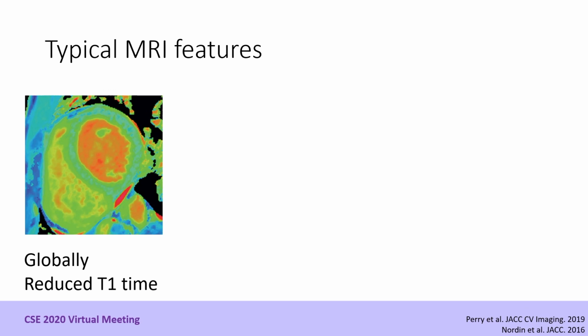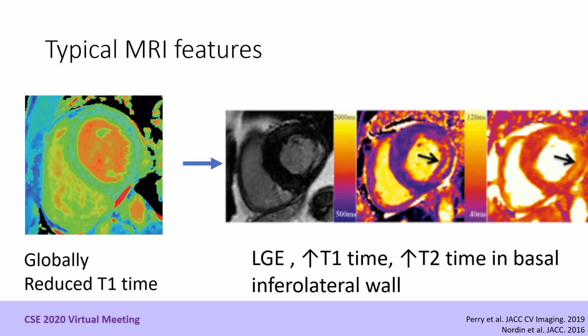Cardiac MRI typically identifies a globally reduced T1 time due to the accumulation of fat in the myocardium. However, as the disease progresses, patients may develop late gadolinium enhancement in a non-ischemic pattern in the basal inferior wall, corresponding with increased T1 and T2 times, suggesting that there may be a component of edema and inflammation in the disease process.